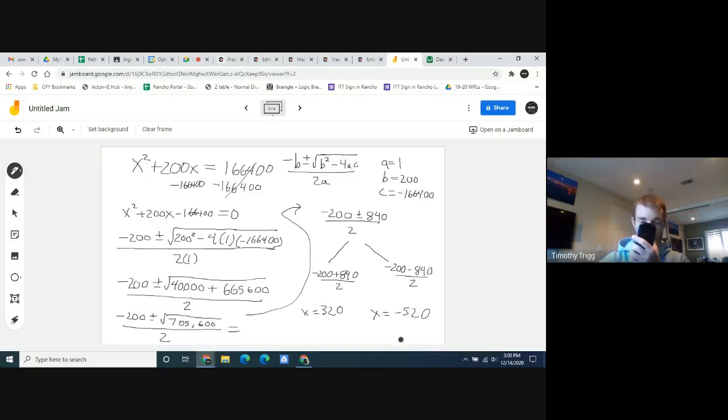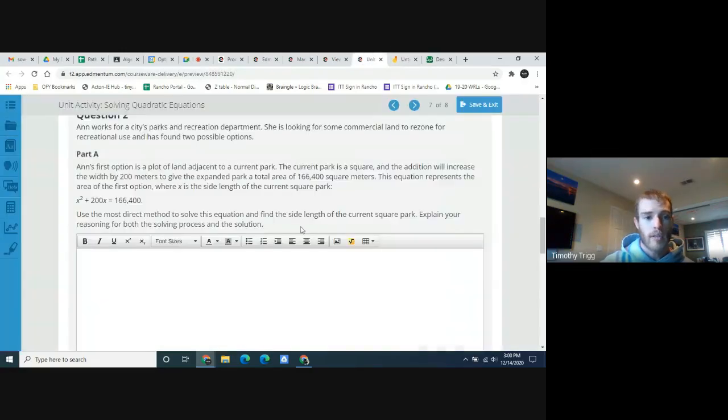So these are our answers. But unfortunately, only one of them makes sense. And that's this one, because you can't have a negative length, at least not in this case. So we can't add a negative length to the park. So this is our answer. We're adding 320 to its length.